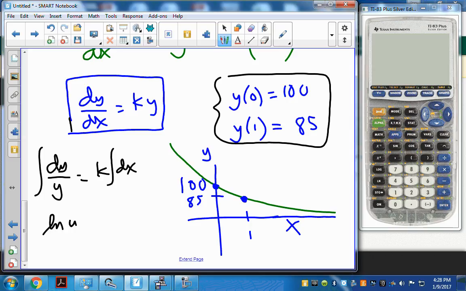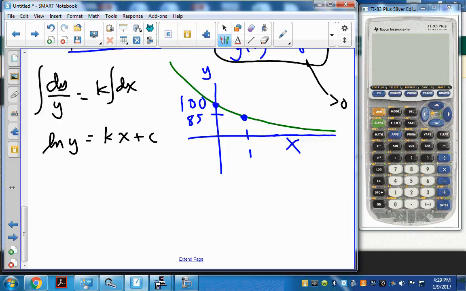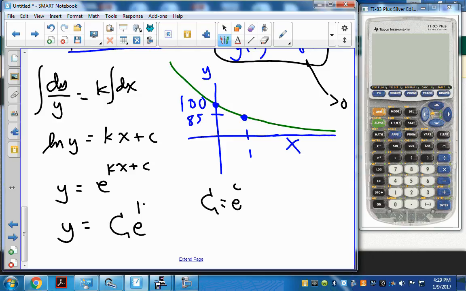Natural log of y. I'm not even going to put the absolute value because I'm looking at these y values, which are positive. So the absolute value of y is y plus c. We exponentiate. We have y is e to the kx plus c. And immediately we're going to write that as a different constant, capital C, where the capital C is e to the c, right? Capital C, e to the kx.